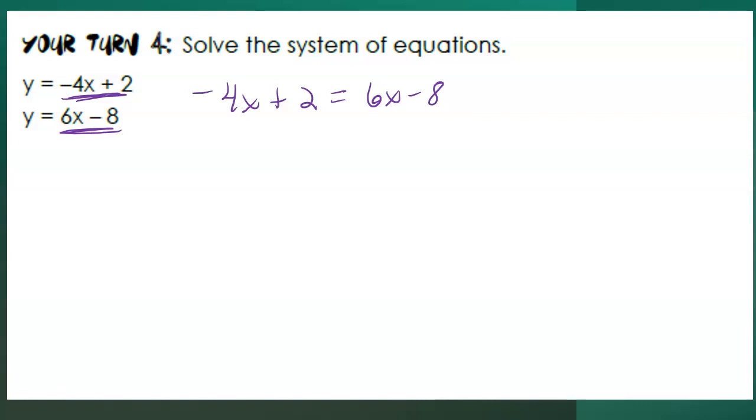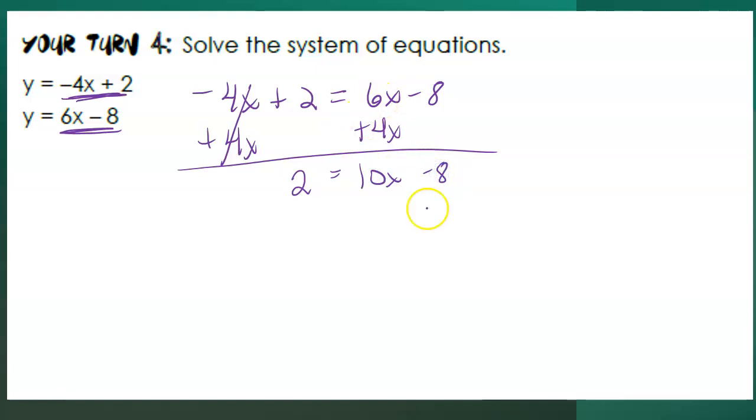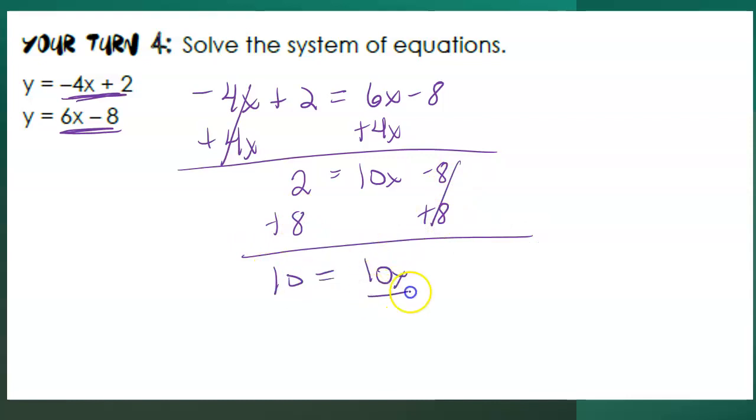All right, here we go. So I'm going to add 4x on both sides. But you could have chosen to subtract 6x. You can move either one. So I get 2 equals 6x and 4x makes 10x minus 8. Now I need to get x by itself. So I'm going to add 8 to both sides. So now 10 equals 10x.